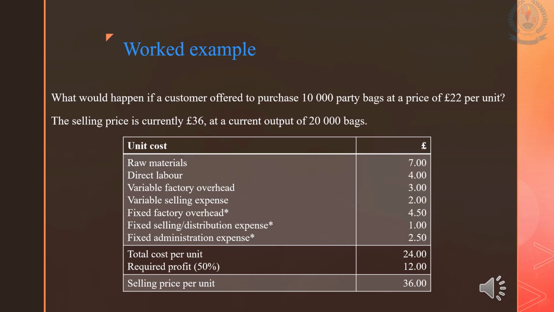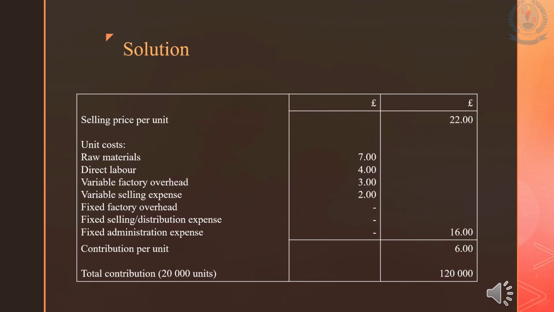What would happen if a customer offered to purchase 10,000 party bags at a price of £22 per unit? The selling price is currently £36 at a current output of 20,000 bags. You are provided with all the necessary costs with the required profit, which has added up to the selling price per unit. The way in which we present our figures is important.